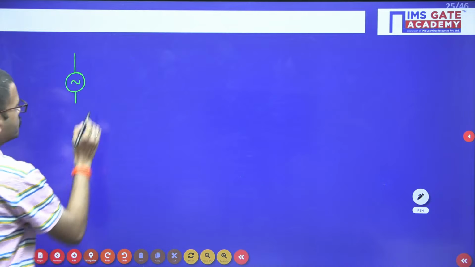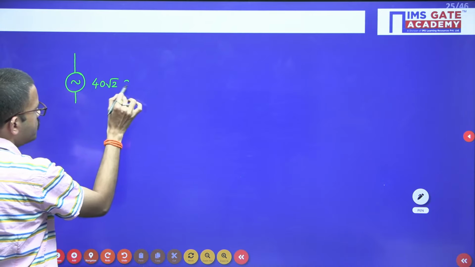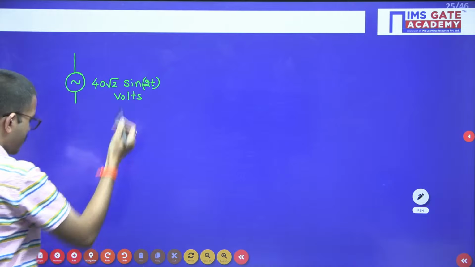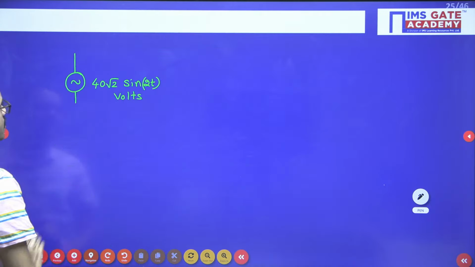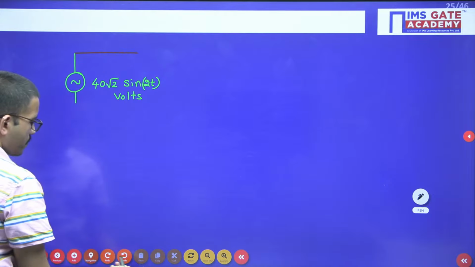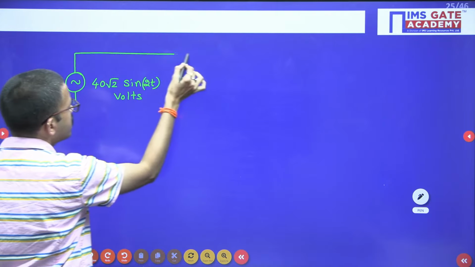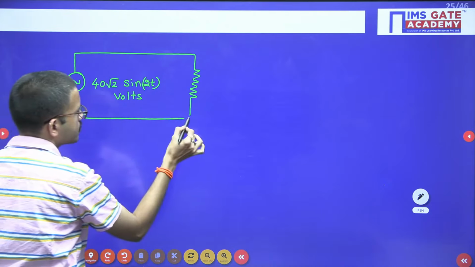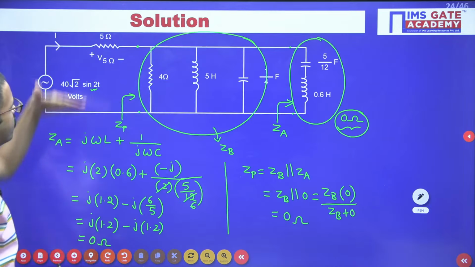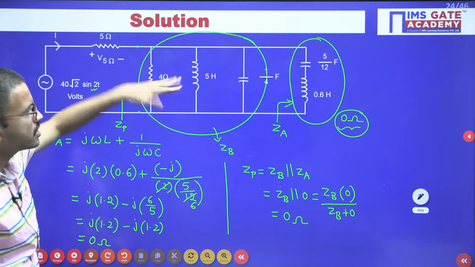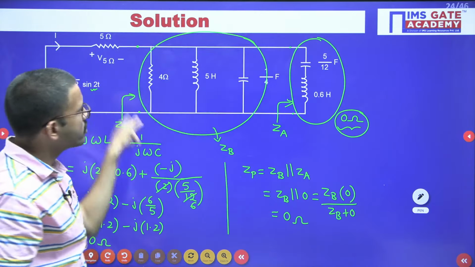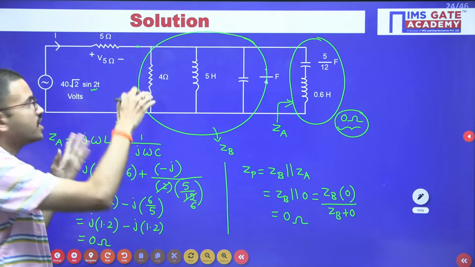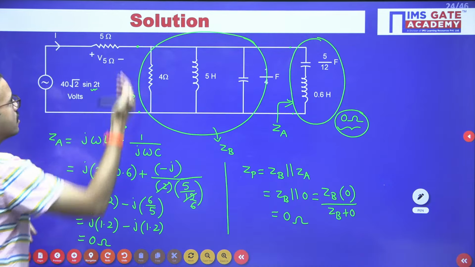Here you are having 40 root 2 sine 2t, units are volts. After that you are having the resistor. Whatever the resistor given in the circuit, for the time being I am representing vertically like this. Just observe, whatever this resistor horizontal is there, for the time being I have kept vertical, because here we are replacing this overall circuit with the help of a single wire. That single wire anyway you are having, so these two we can short. That means whatever horizontal resistor is there, you can keep vertical.